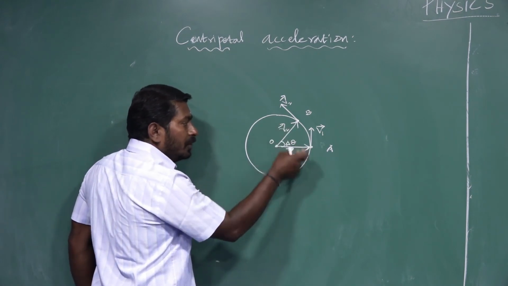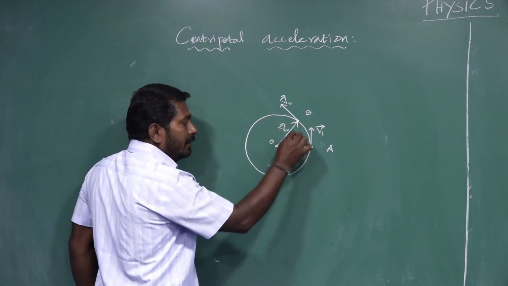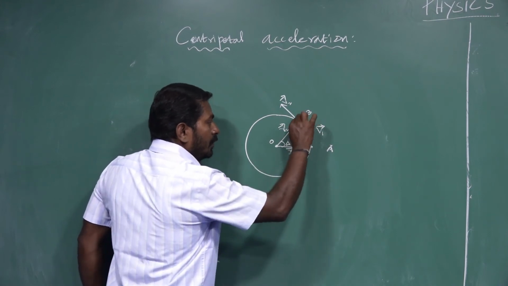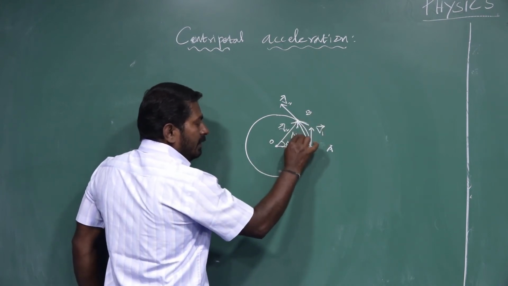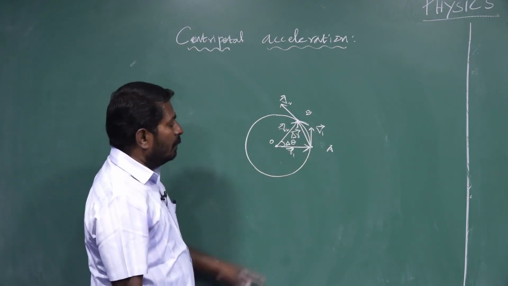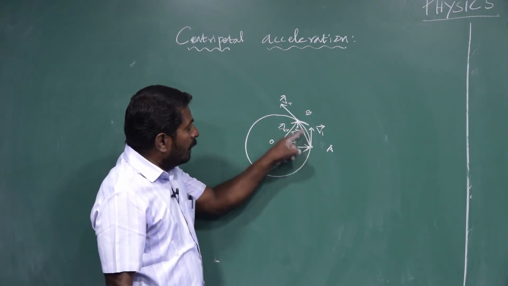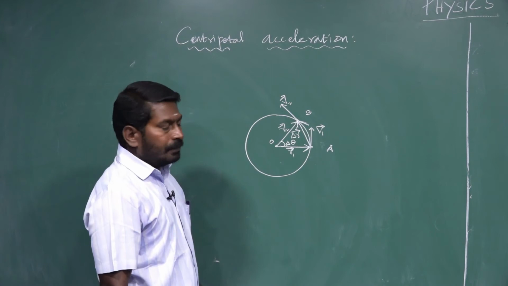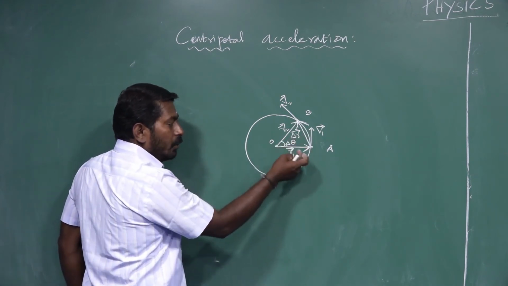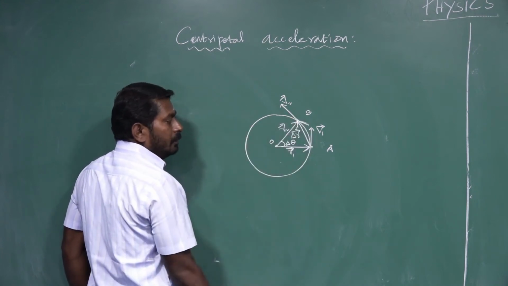How much does the position vector change from position A to position B of the point object? This is the changing position vector, delta r, or it is also called the displacement of the point object along the circumference of the circle from point A to point B, that is del r. It is a changing position vector.